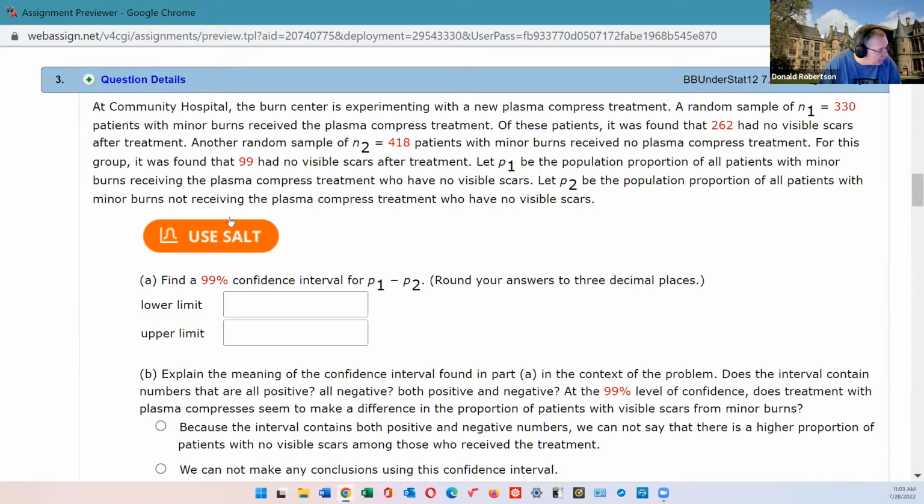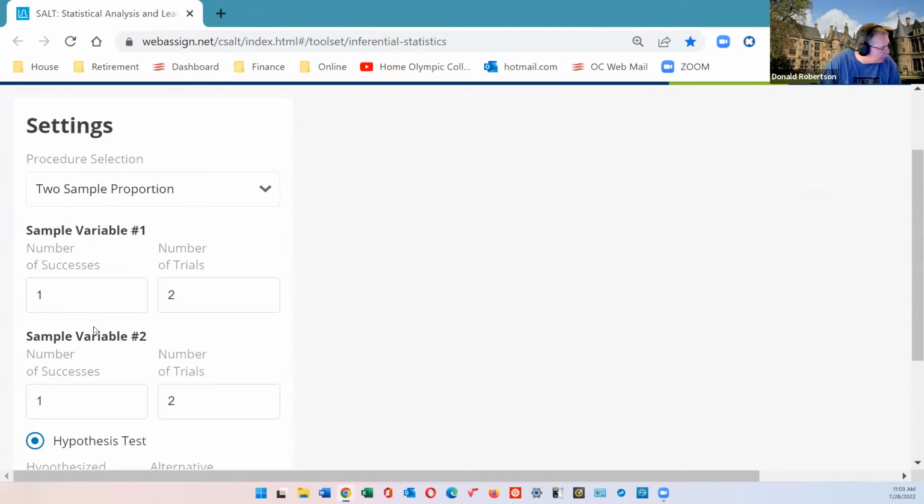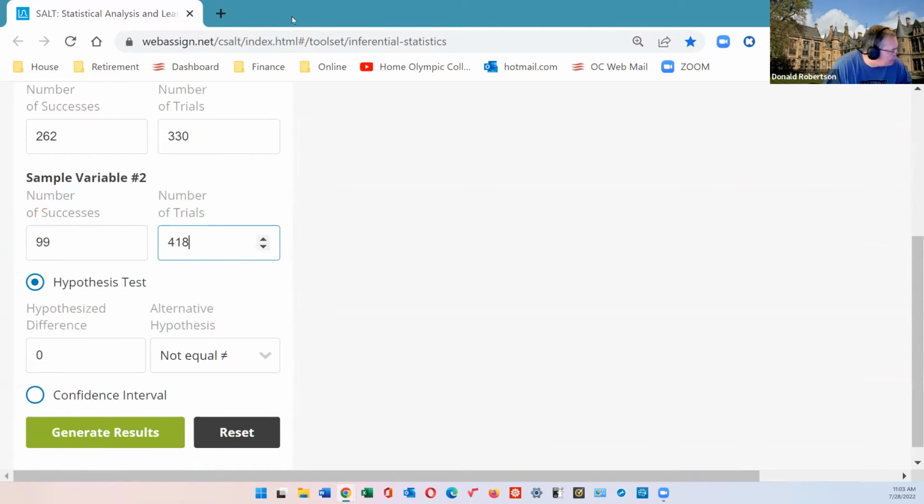Find a 99% confidence interval. So I'll bring it on. 2 sample proportion, and you're going to get a really interesting result. 262 out of 330, and only 99 had no visible scars out of 418. And did they mention? Yep, 99 because it's medical, I guess.